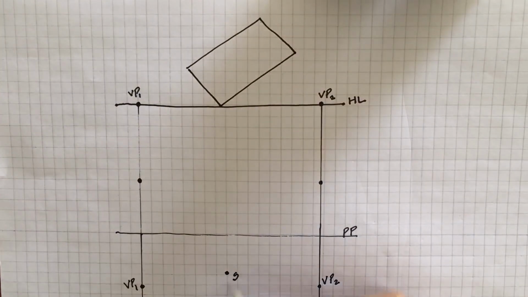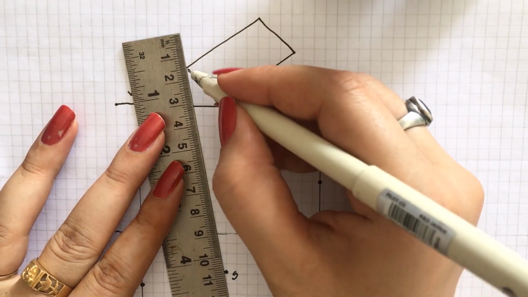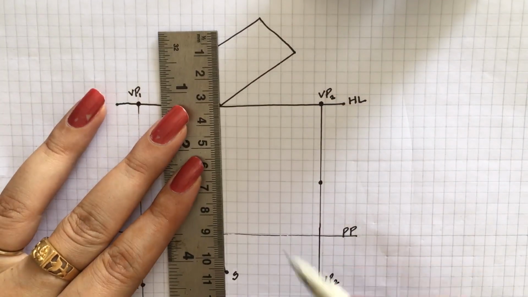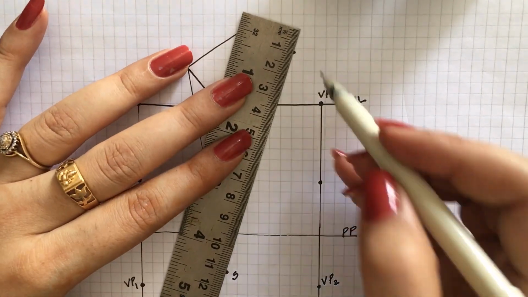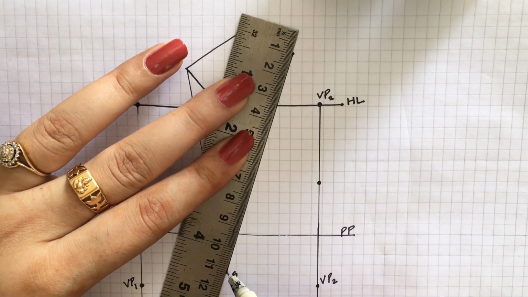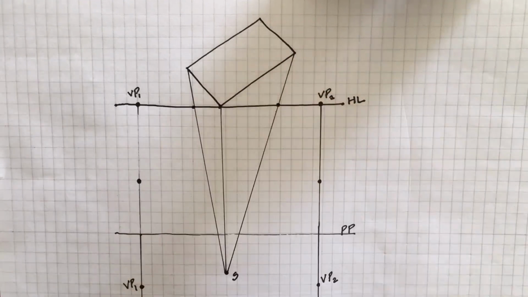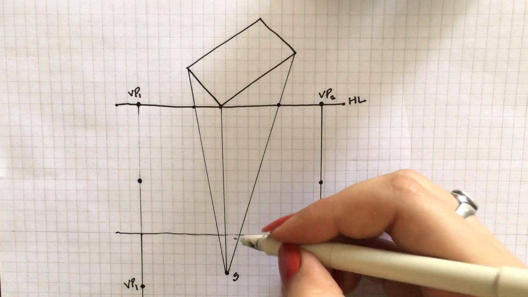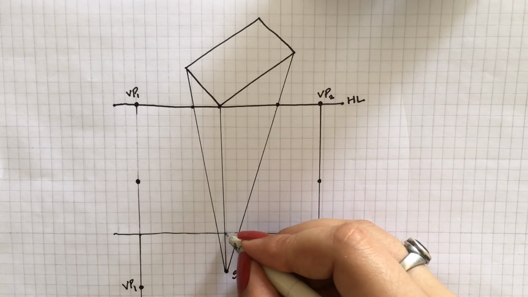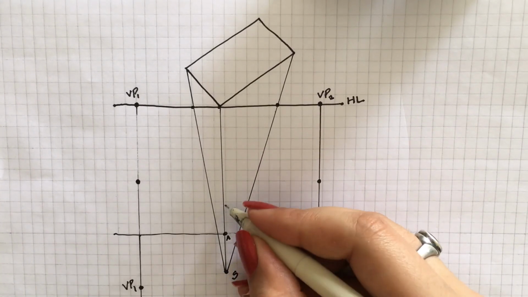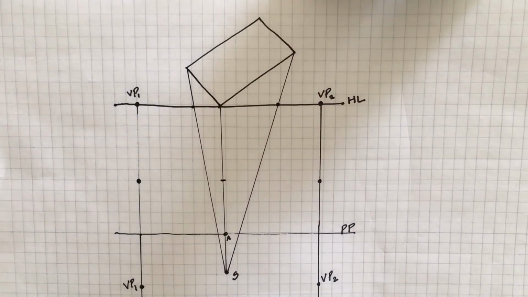We have the object, we have a station point, vanishing points, picture plane. So what will we do? First, the lines to the station point. Now we have points on the horizon plane. Okay, this will be my straight line. I need to mark height here, if this is my height.